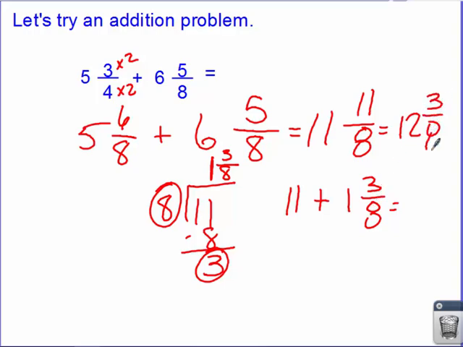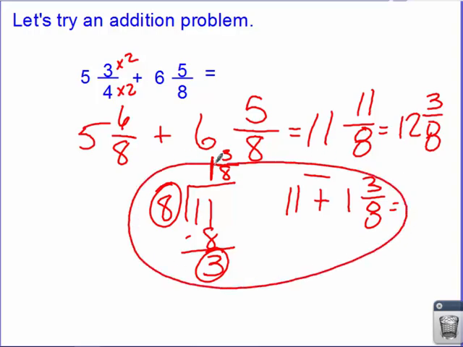Now all this simplifying down here on the bottom, I don't have to see that on your paper. Okay, if you can say that 11 over 8, 8 goes into 11 one whole time, we add that 1 into the 11 to make a 12. We subtract 11 and 8 to get 3, and it's still over 8. That's what I want to see. All right? So let's try another one.